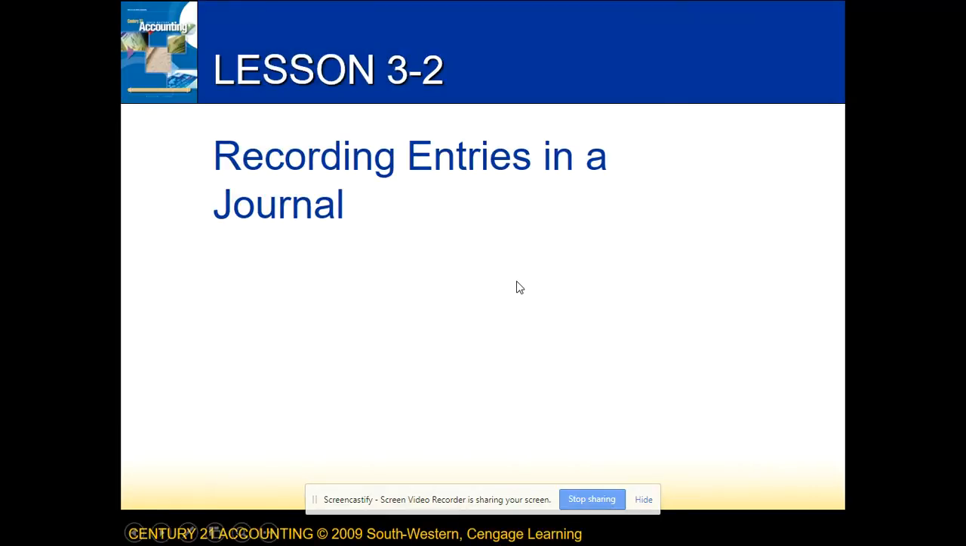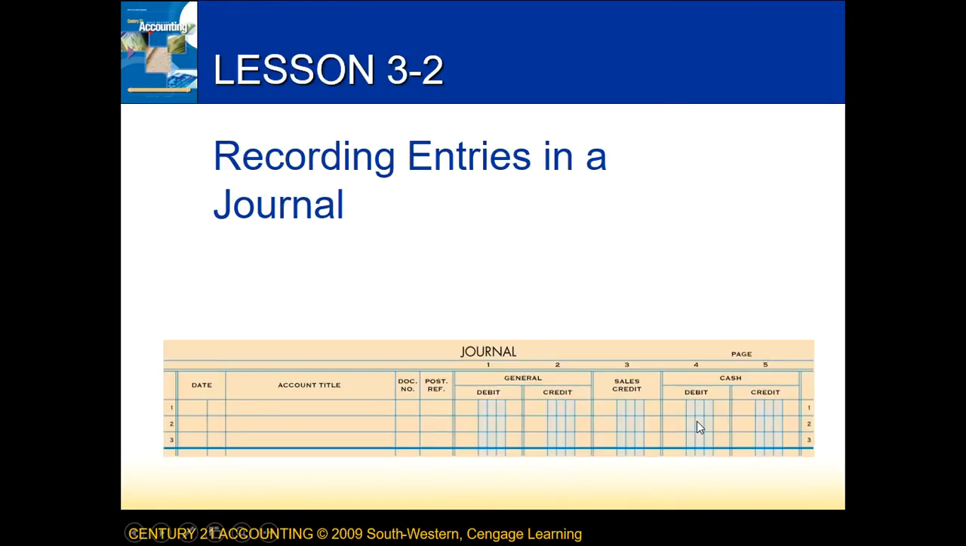Our first title slide just shows you a graphic of the journal. This is a 5-column journal. It contains 2 general columns, a general debit and a general credit, and 3 special columns, a sales credit, a cash debit, and a cash credit. This is a typical accounting form. I'll have a Google Sheet that we'll use for all of the activities, but this is the example graphic that you'll see on every slide.